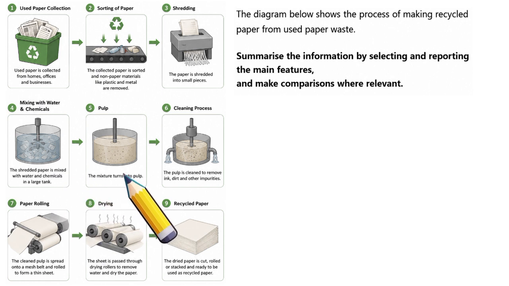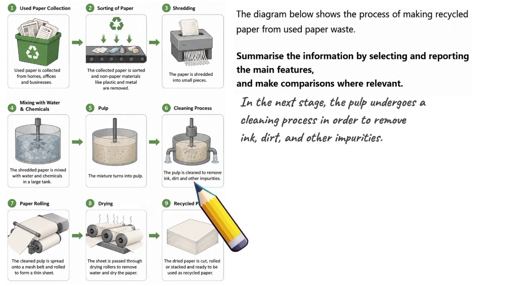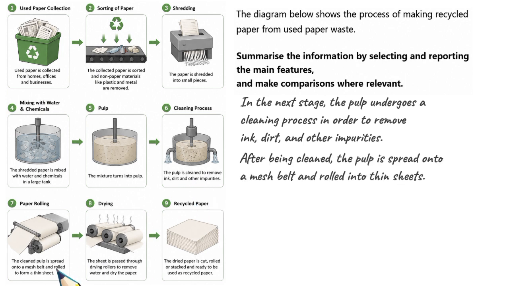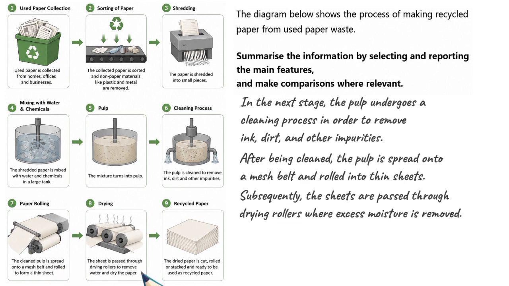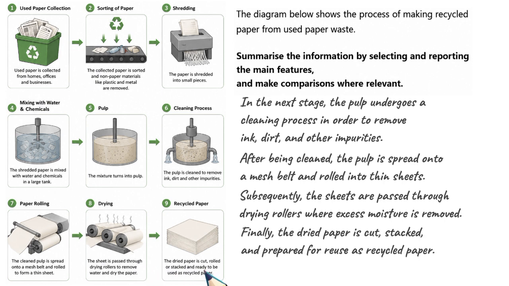Now we move to the remaining stages. In the next stage, the pulp undergoes a cleaning process in order to remove ink, dirt, and other impurities. After being cleaned, the pulp is spread onto a mesh belt and rolled into thin sheets. Subsequently, the sheets are passed through drying rollers where excess moisture is removed. Finally, the dried paper is cut, stacked, and prepared for reuse as recycled paper.